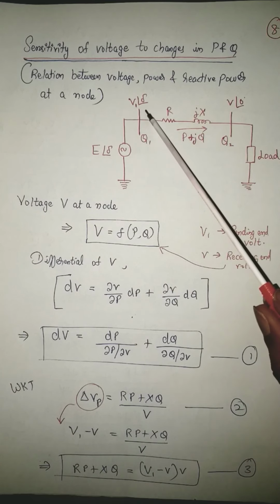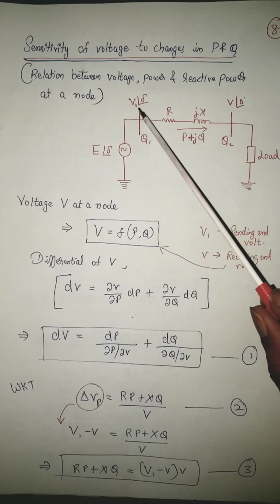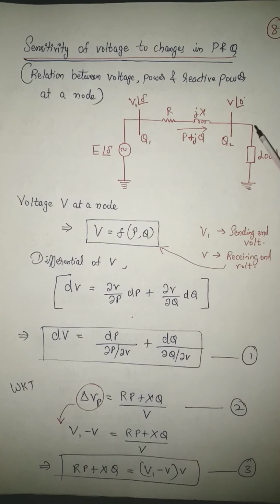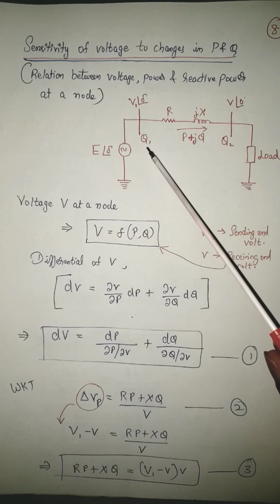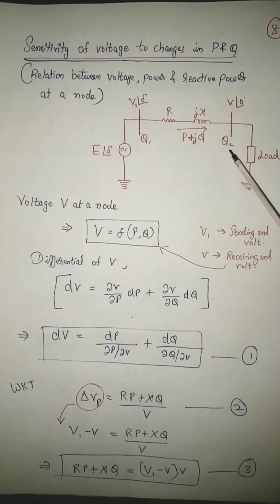So the voltage at the sending end is taken as V1 at an angle delta, and the voltage at the receiving end is taken as V at an angle 0. And Q1 and Q2 represent the buses. This bus is called Q1, this bus is called Q2. And P plus jQ represents the power that is being drawn by the load. This is the composite power containing active as well as reactive power.